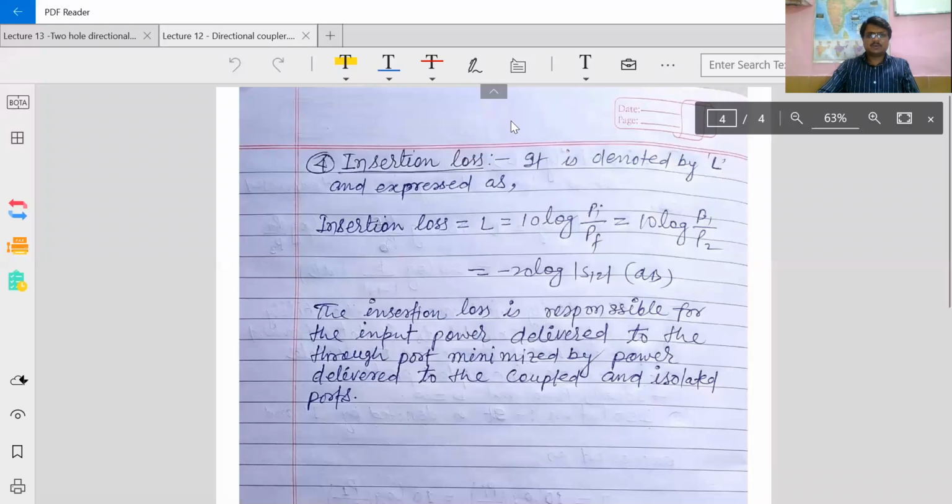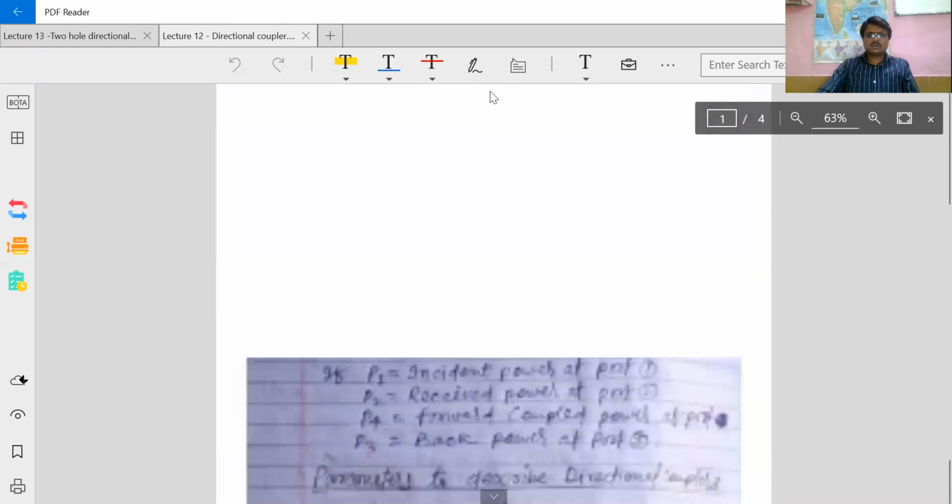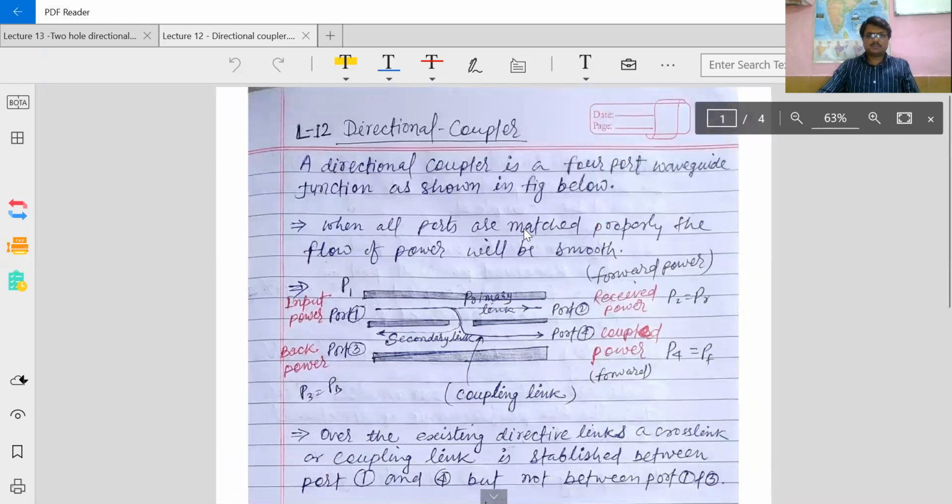What is a directional coupler? A directional coupler is a device which couples some of the power to the coupling port. So this is the configuration you can see in the figure. This is port 1, this is port 2, port 3, port 4. Okay, there are four ports. So it is basically a 4-port waveguide junction. These are 4 ports and these are 2 waveguides.